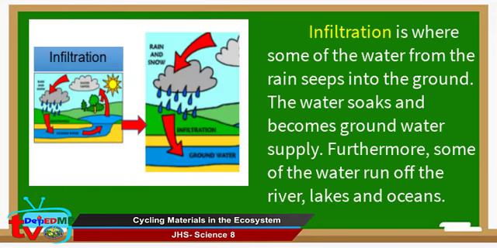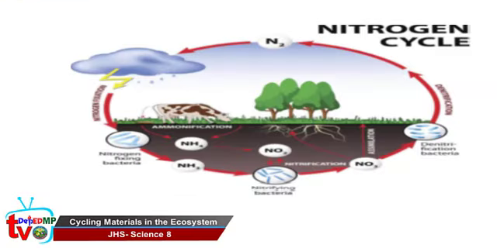The fourth stage is infiltration. It is where some of the water from the rain seeps into the ground. The water soaks and becomes groundwater, where we get our water supply. Furthermore, some of the water runs off to the rivers, lakes, and oceans.